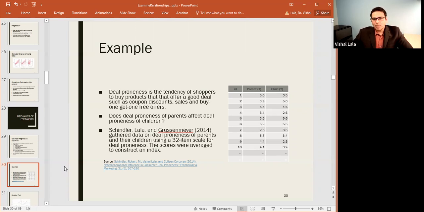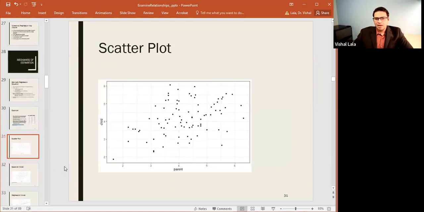Okay, so what we did was we handed out some questionnaires to a couple of college students. They answered some 32 questions on deal proneness. Then we had them take the questionnaire to their parents, who filled out an identical questionnaire, polling them about 32 items on deal proneness. We averaged the scores and we got the numbers that you're seeing on your screen, and more, of course. There was more data than that.